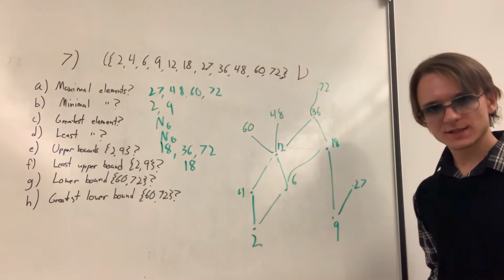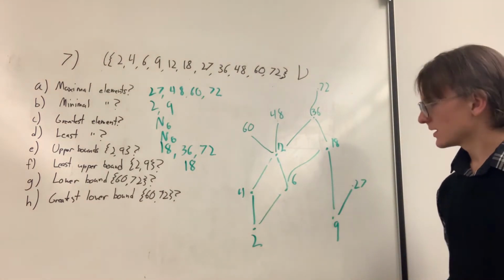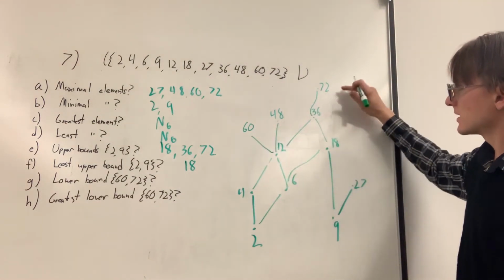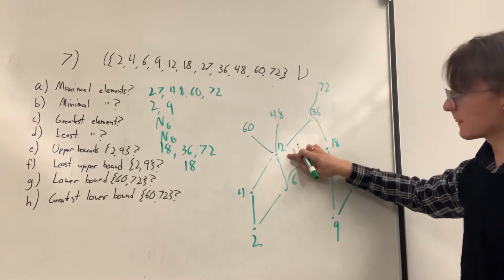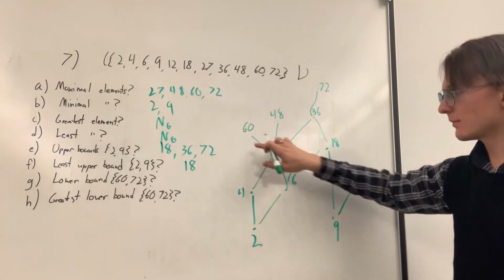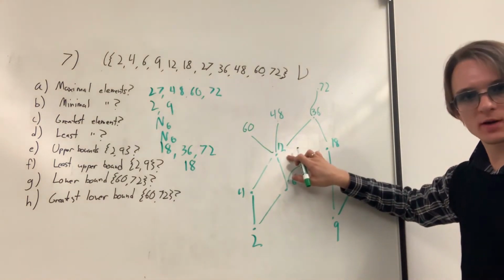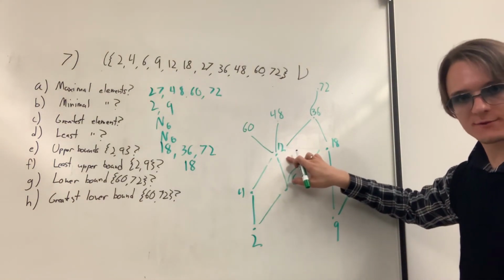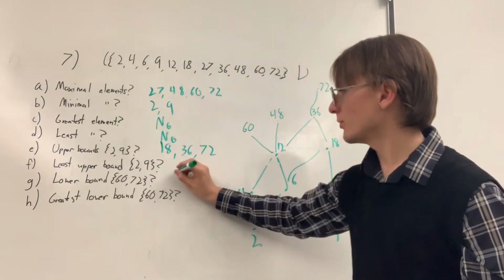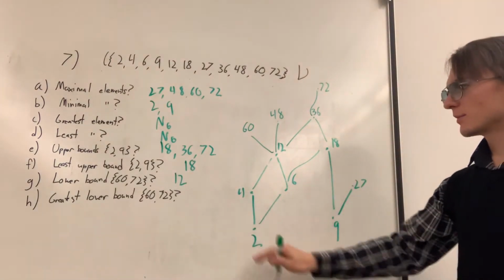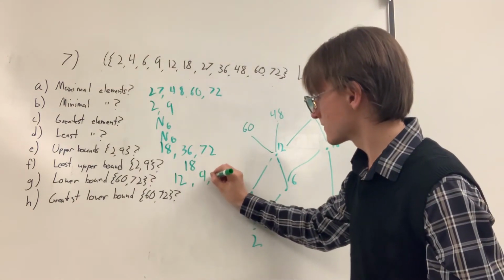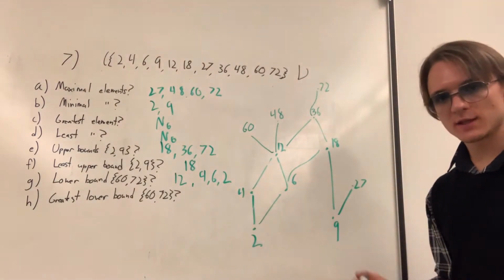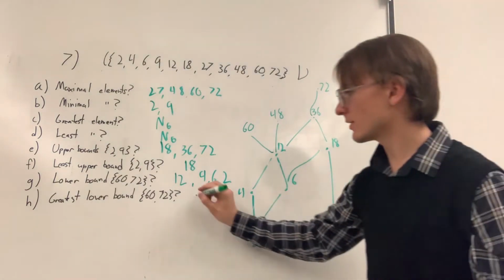Any lower bound of 60, 72? Well, we go down from 72, down from 36 and get to 12. At 60, we go down one time and get to 12 as well. So they join at 12, therefore 12 would be one lower bound, but so would 4, 6, and 2. The greatest of these would just be the highest one, which is 12.